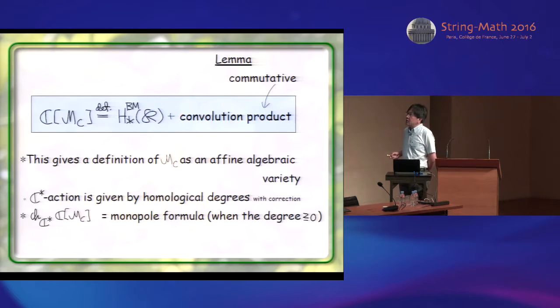And there's a C-star action, because this C-star action on the space corresponds to a weight space decomposition on the coordinate ring. And here you have a natural grading given by homological degree. There's some technical correction term, which is basically harmless, so you can just consider this to be given by homological degree.